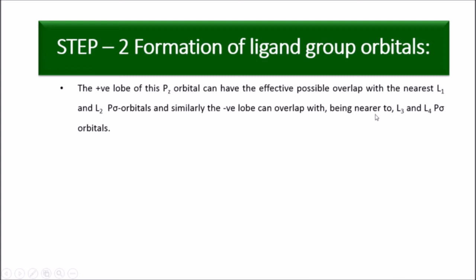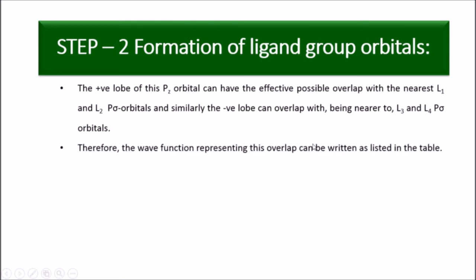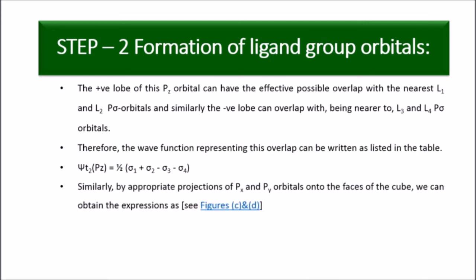Similarly, the negative lobe will overlap with the 3 and 4 sigma orbitals, and hence we find the wave function representing this overlap. From the table we can write psi t2 pz is half of sigma 1 plus sigma 2 plus sigma 3 plus sigma 4 with signs. The positive lobes interact, resulting in BMO, and the negative lobes interact. Again I repeatedly say, positive and negative do not indicate a positive or negative value. It is an upper side or lower side interaction which results in the BMO represented here.